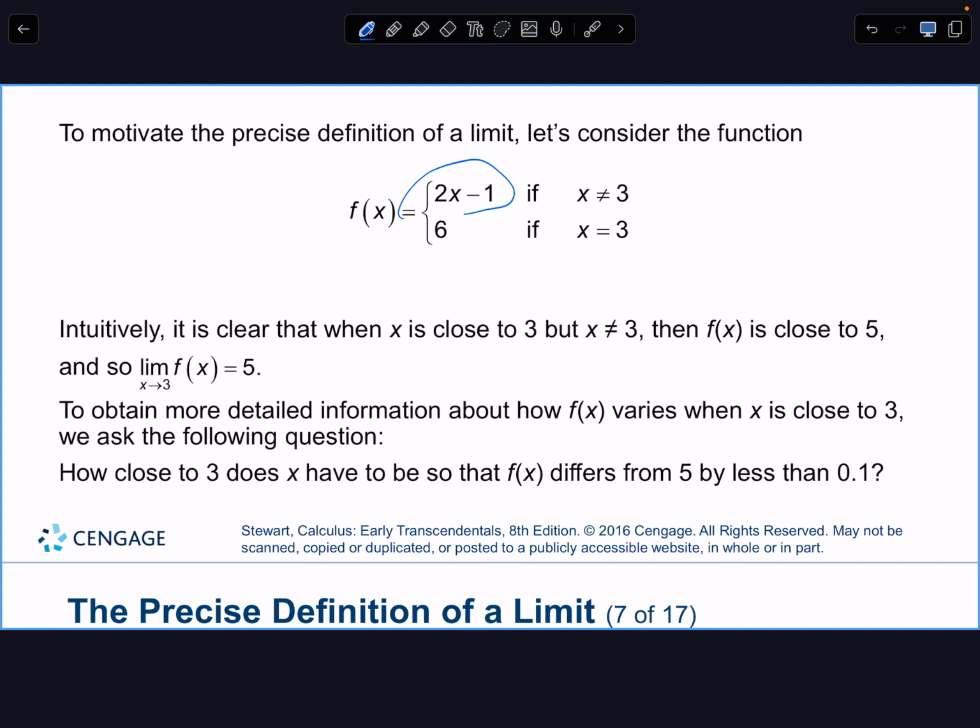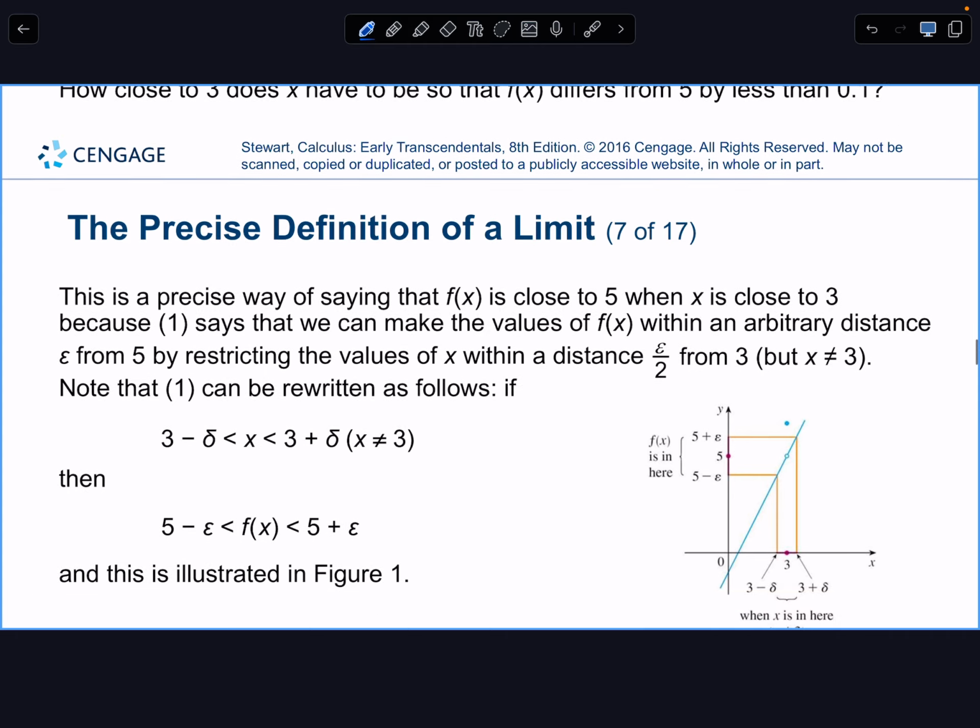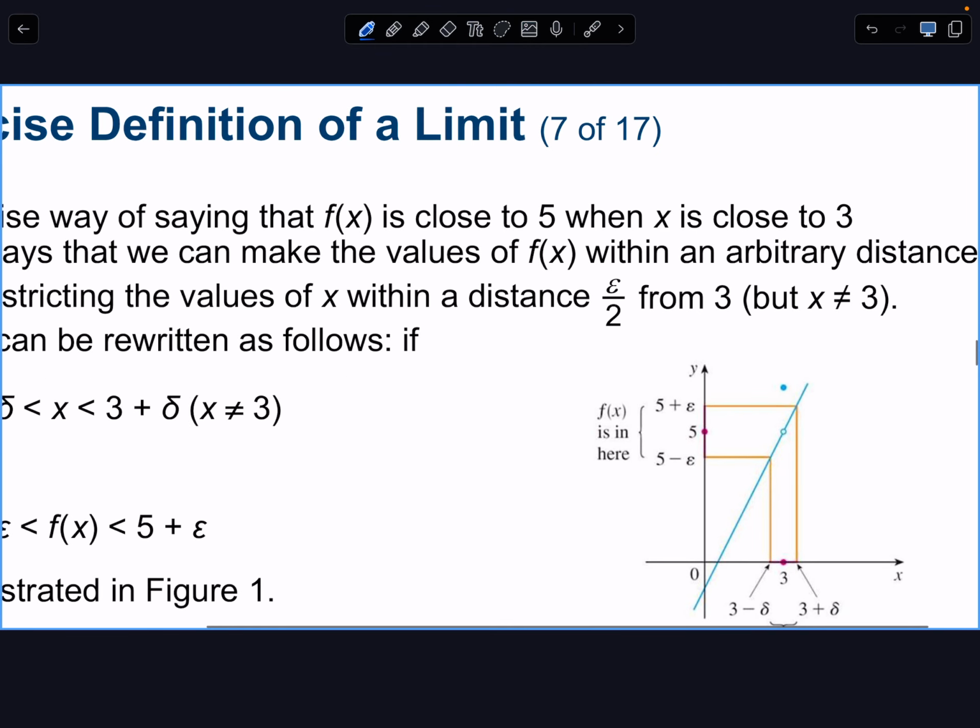Because if you graph the function 2x minus 1, as x goes to 3, that function is going to approach the number 5, right? 2 times 3 minus 1 is 5. So we can see on the graph that the y values are approaching 5.